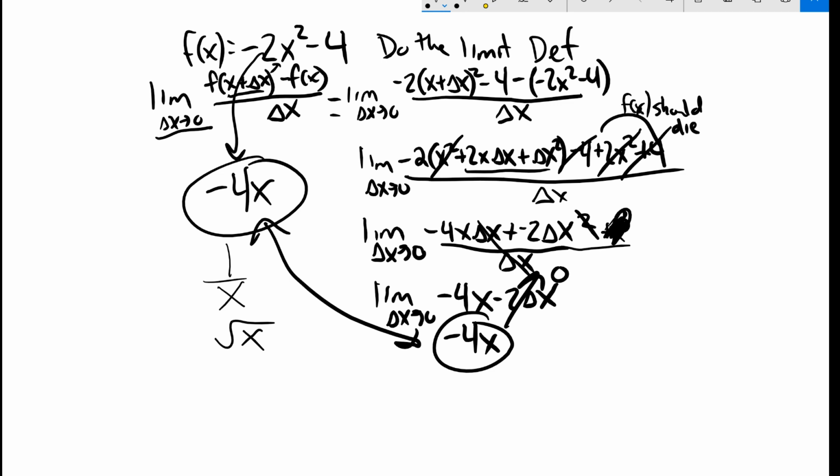For these, you always do common denominators, and for the 1 over x's, and for the square roots, you always do difference of squares. So multiplying by the conjugate.